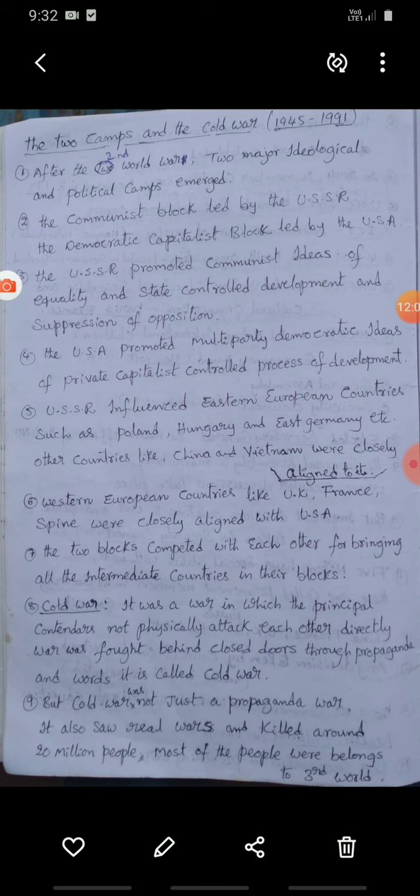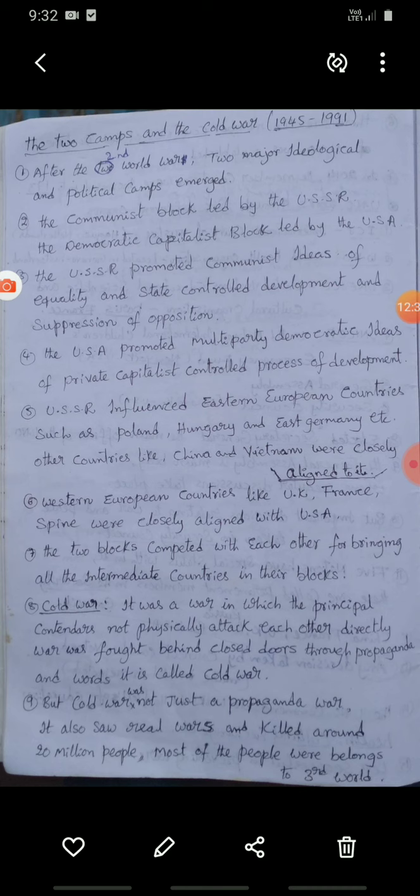Now I will go to another topic, that is the two camps and the Cold War. After the Second World War, from 1945 to 1991, the Cold War continued between the two groups. So, the two camps under the Cold War.